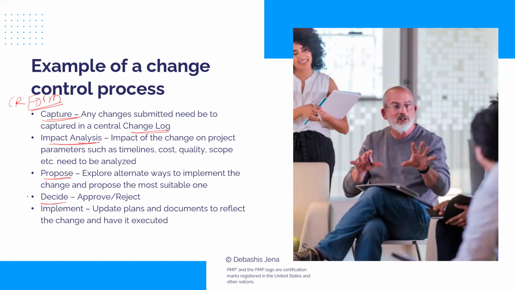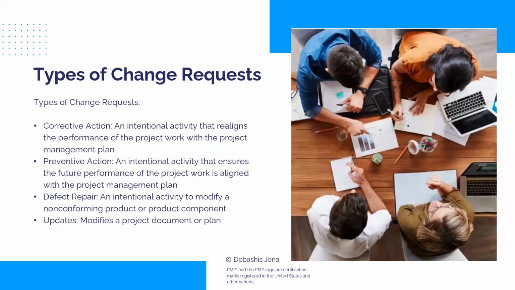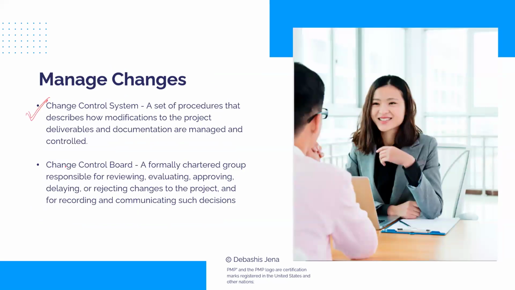The next step is decide. A decision would be taken. The decision is approve or reject as appropriate. And who would decide is, we'll have a change control board for that. Okay, so CCB, change control board. Some people use alternate terms for this. Some people would use the term change advisory board, CAB. Some people simply call it change authority, CA. PMBOK uses the term change control board though.